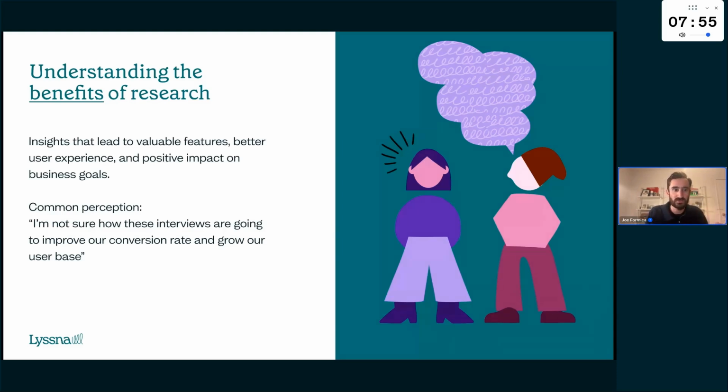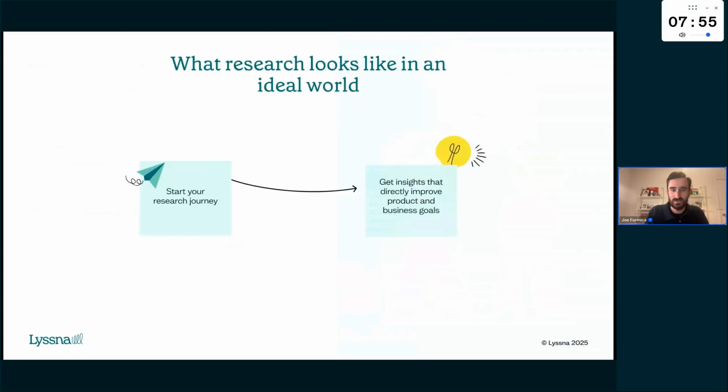Okay, so sorry if this is a little small, but I'd say in an ideal world, or maybe with some of your clients or stakeholders or people you've worked with, this might be what research would look like, or maybe what they assume research looks like. A straight line, a simple, direct path from starting your research journey to getting insights that will directly improve product, business goals, user experience. As we all know, research doesn't really look like this.